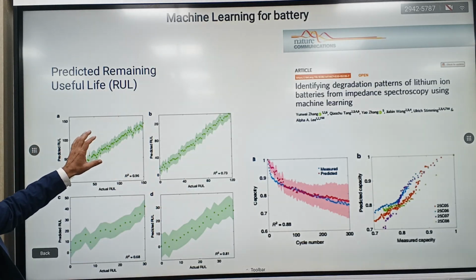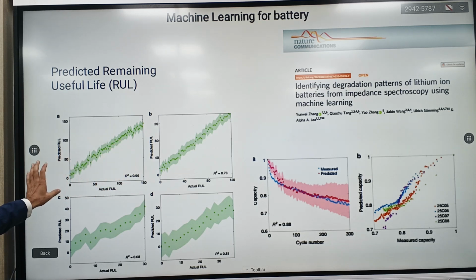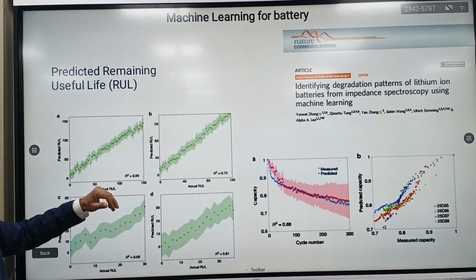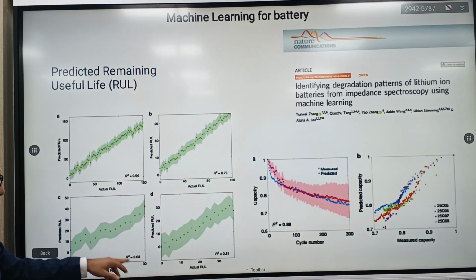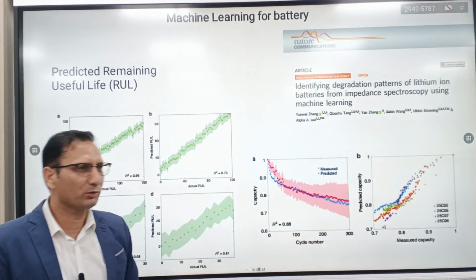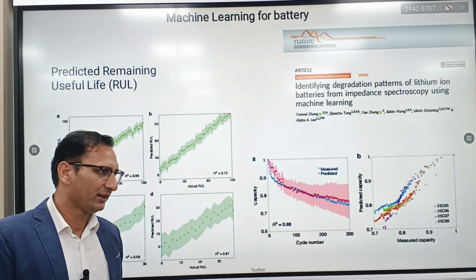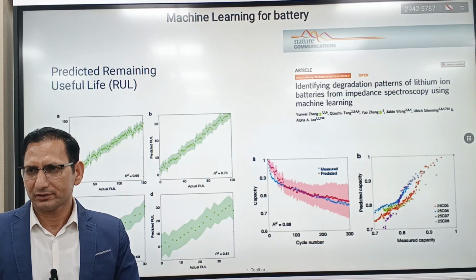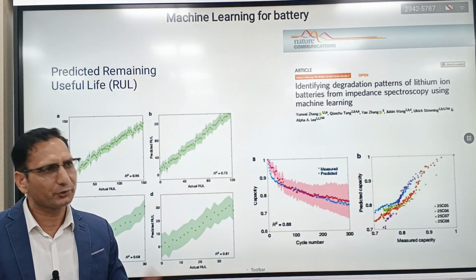And here you can find the lifetime of a battery. You see that this is the actual and this is the predicted value. Even though the R-square correlation values are small here, 0.81, 0.58, 0.78, he still succeeded in publishing in Nature Communications, because this is related to batteries, and batteries are a hot subject: lithium-ion and now sodium-ion batteries.